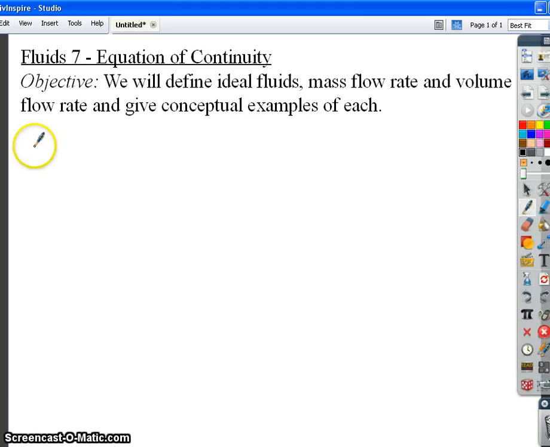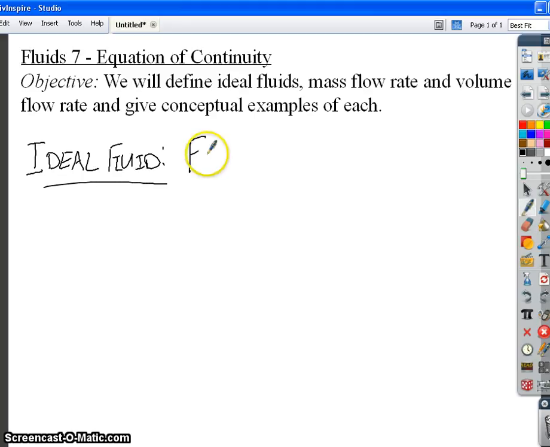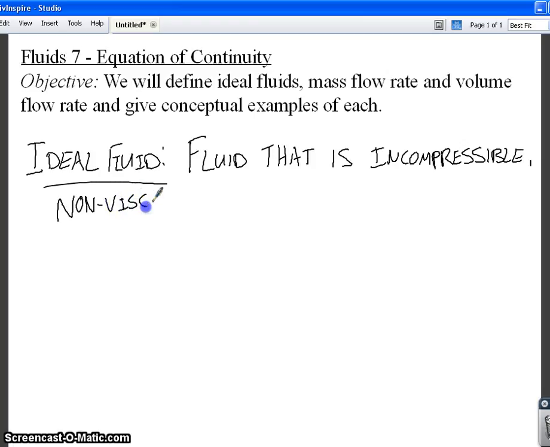An ideal fluid is a fluid that is incompressible, non-viscous, and it experiences no turbulence. Or we also call that steady flow.